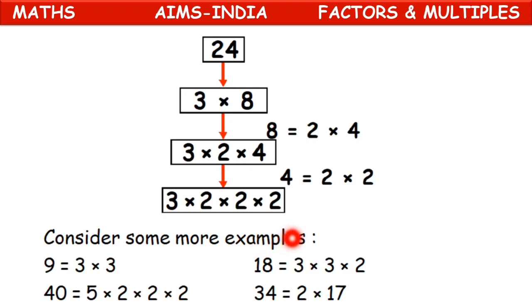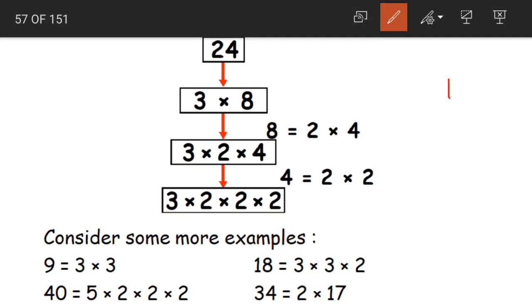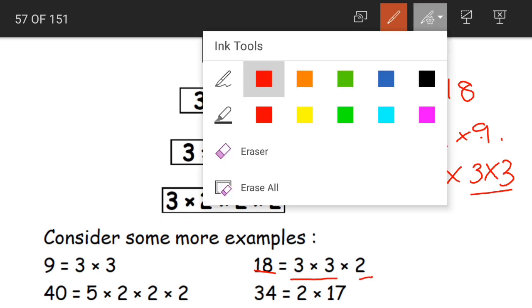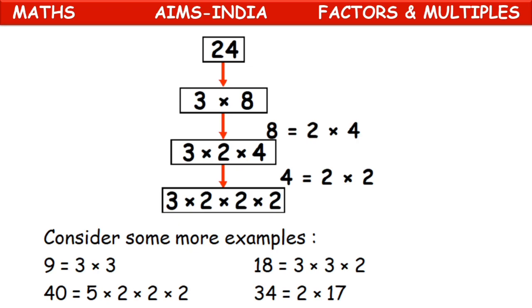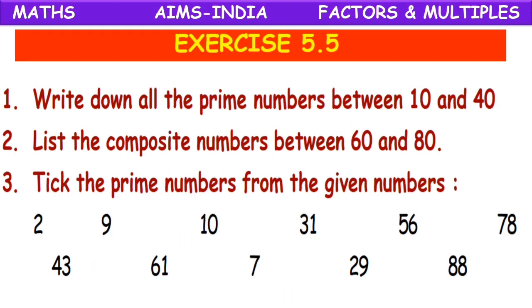Next, 18. 18 can be written as 2 9s are 18. 2 is a prime number, so write it as it is. 9 can be further written as 3 into 3. So the prime factorization of 18 is 3 into 3 into 2. Understood, children, the concept of prime factorization.